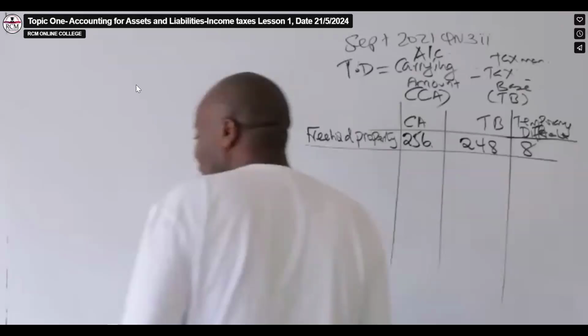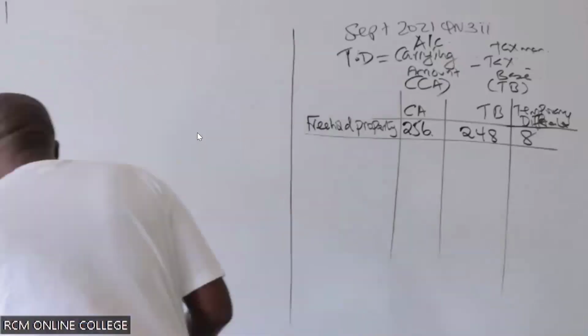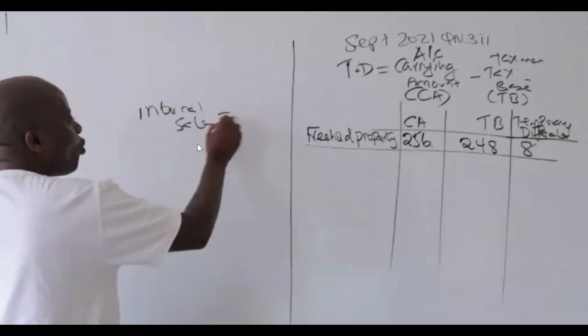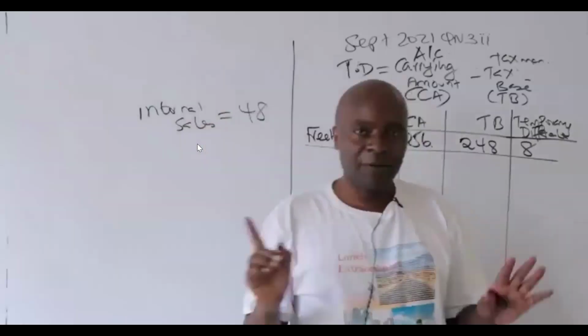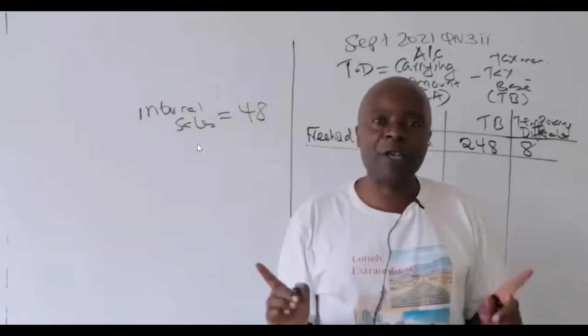The internal sale is 48. I'm putting my figures in thousands, don't forget. Sales within the group is 48. There is nothing wrong in selling goods between ourselves, but now we have to be very, very keen.